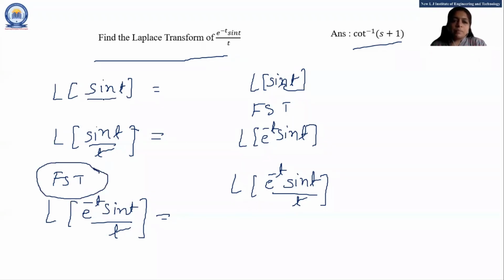So first, Laplace of sin t is 1 upon s square plus 1. Then you have to apply sin t upon t. Then go for this, and your final answer is cot inverse s plus 1. If you have any query, then you can ask in the next lecture. So let's move to the next topic, students.